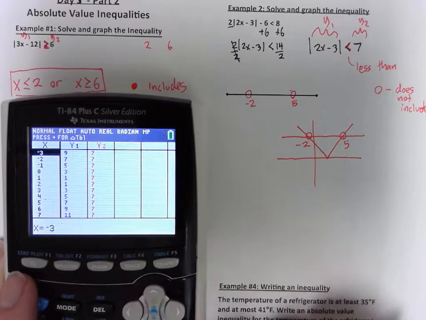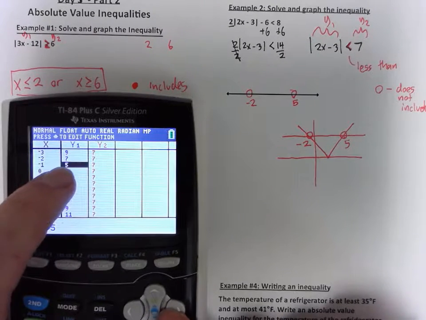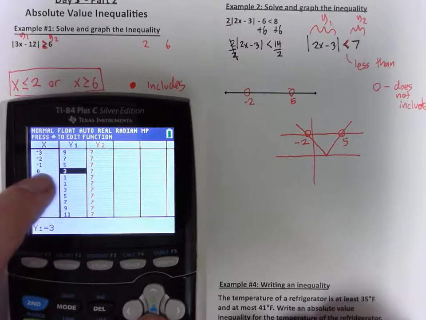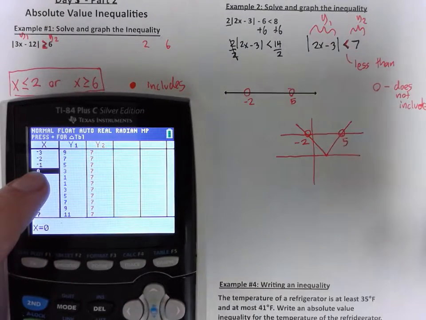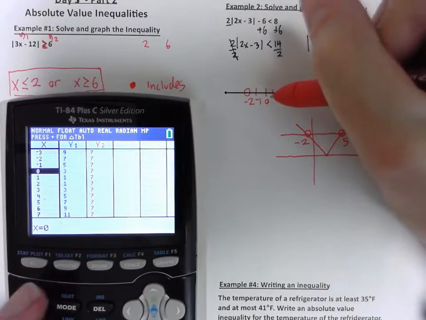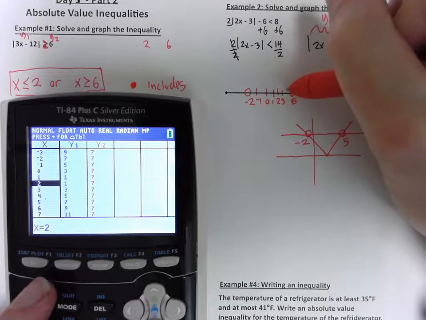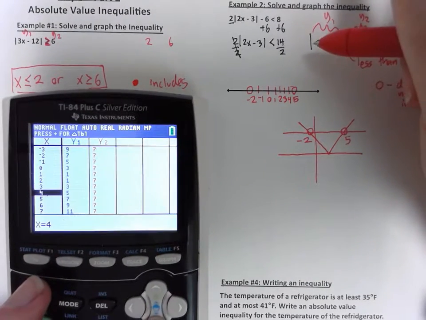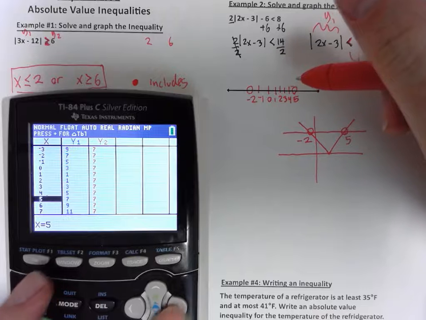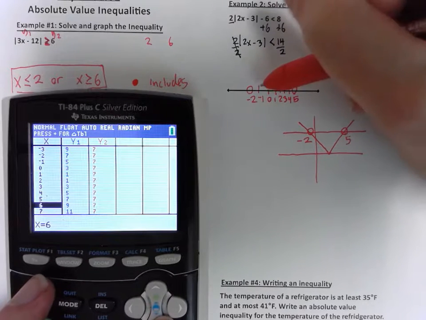Okay, so we have a few options. At -2, it seems like anything above -2 gives me an output less than 7. So -1, 0, 1, 2, 3, 4. And then at 5, again, it's equal to, and above 5, it's greater than. So -2 and 5 don't work, but anything between them does.